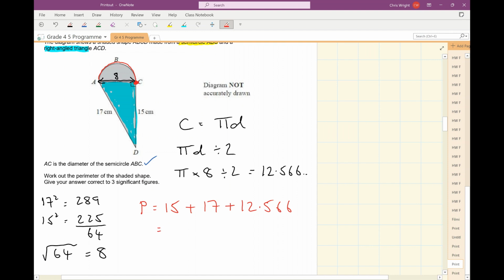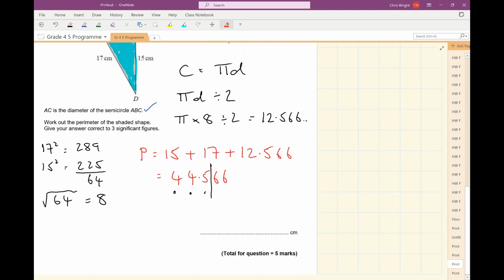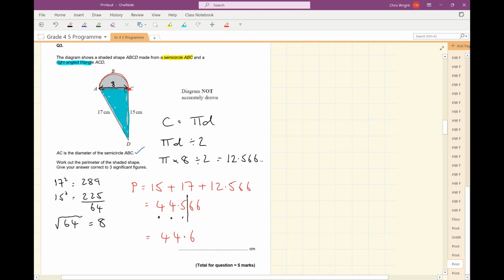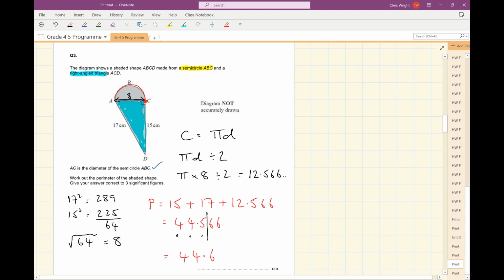12.566. So I've already got 12.566 on my calculator, plus 15 plus 17 equals 44.566, and so on. Now correct to 3 significant figures. 1, 2, 3. There's the cutoff point. So the answer I'm going to give is 44.6. And that is question 3 done.